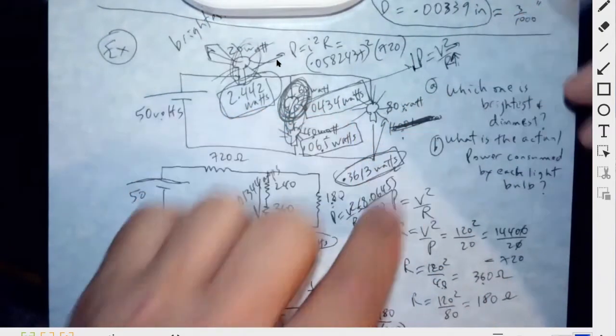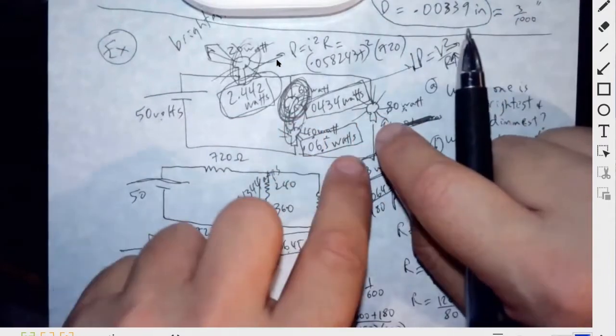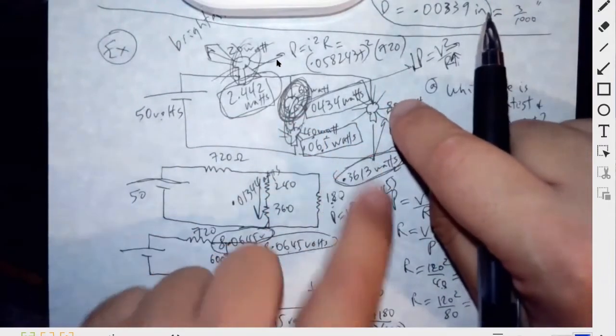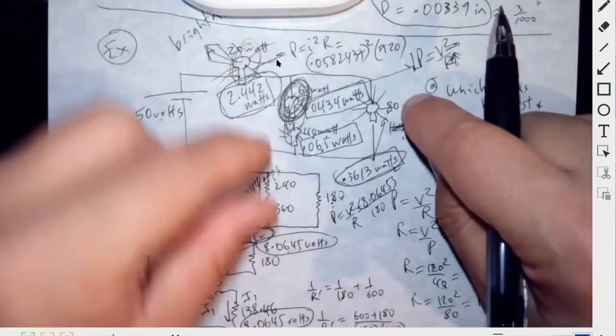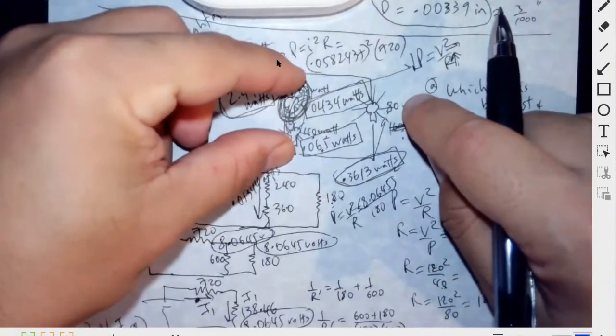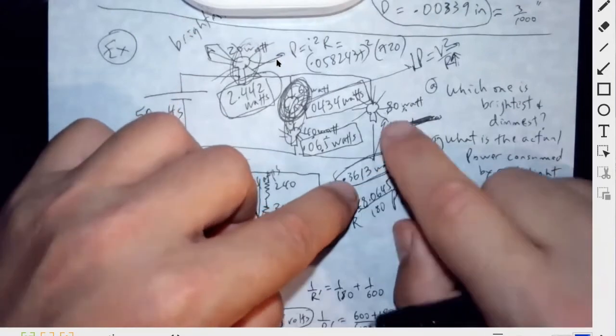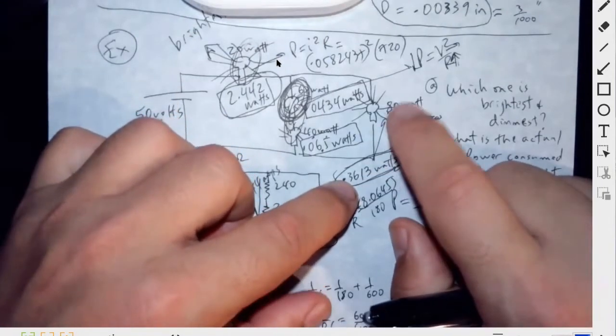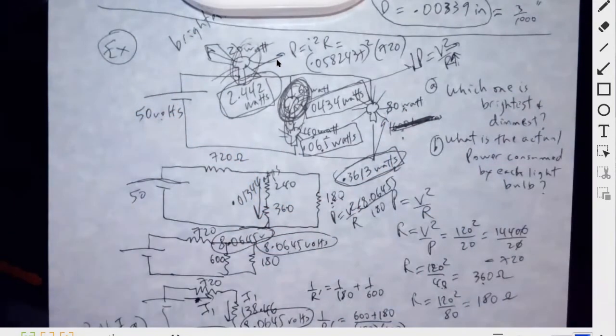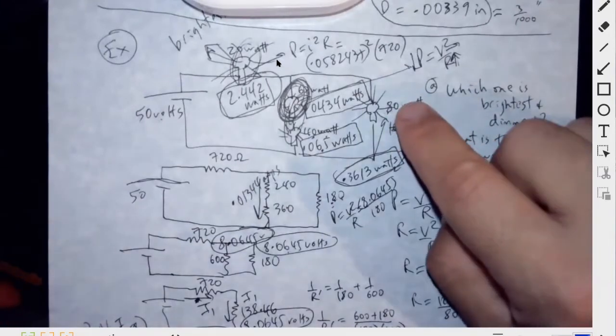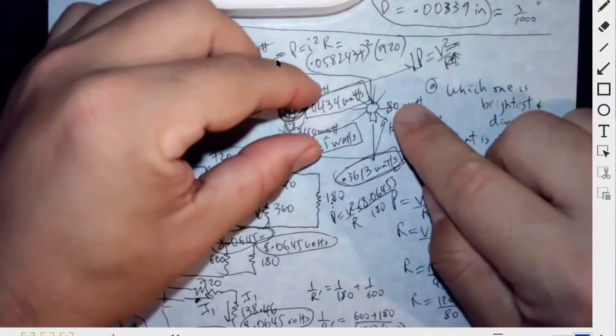So the power is little. Just from that, I could argue that this guy is going to have more power than even these two combined, which it did, right? When you add this to that, it's less power than this one had. So that means I could argue that this has more power than these two.